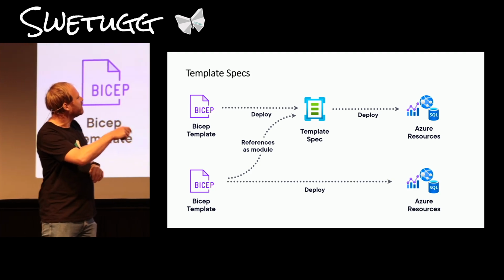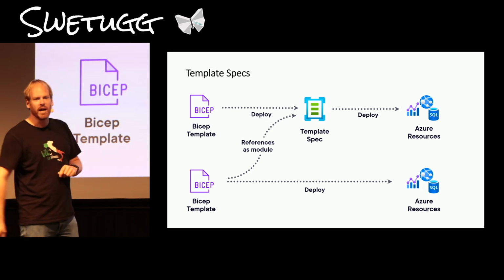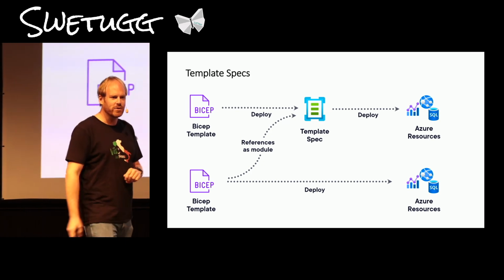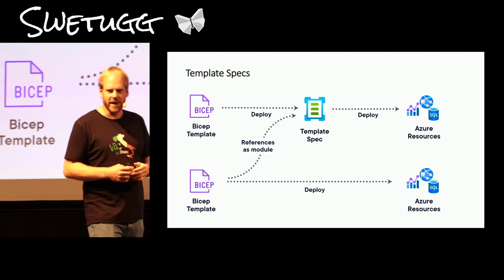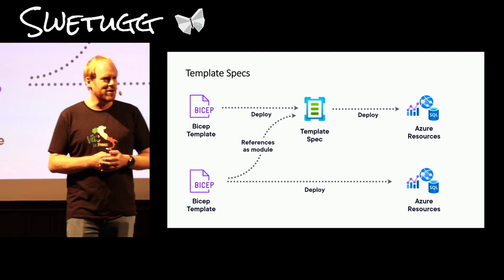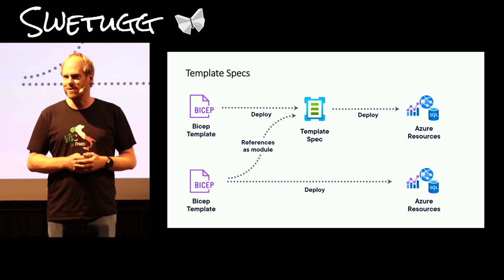Now this is an interesting thing. You might be wondering, why the hell would I do that? Now I'm doing infrastructure as code, which is way better than ClickOps, and now I'm pushing a template spec into Azure so that somebody else can do ClickOps.